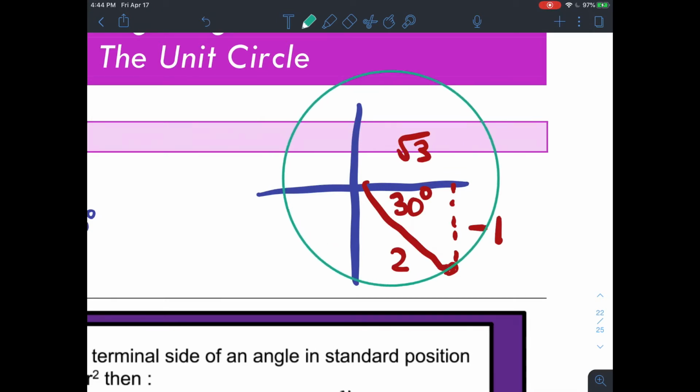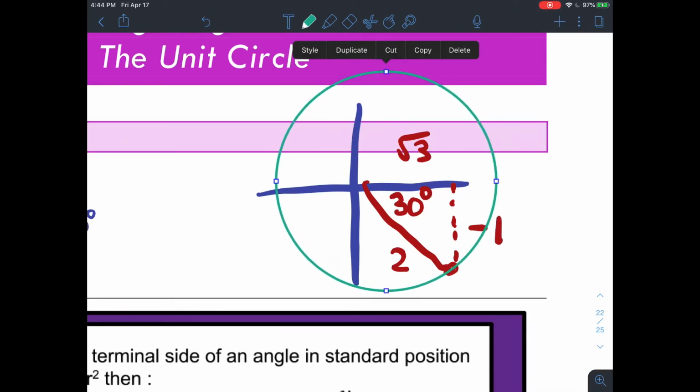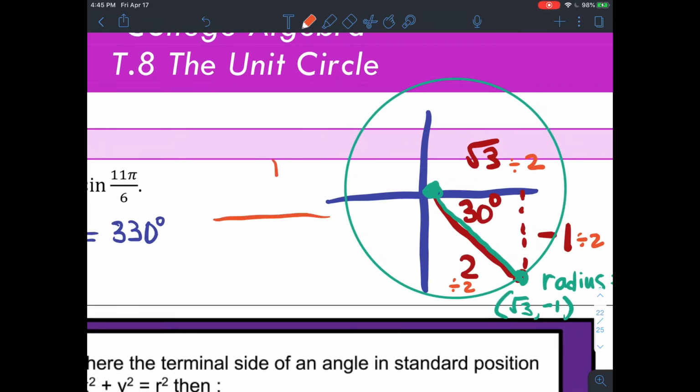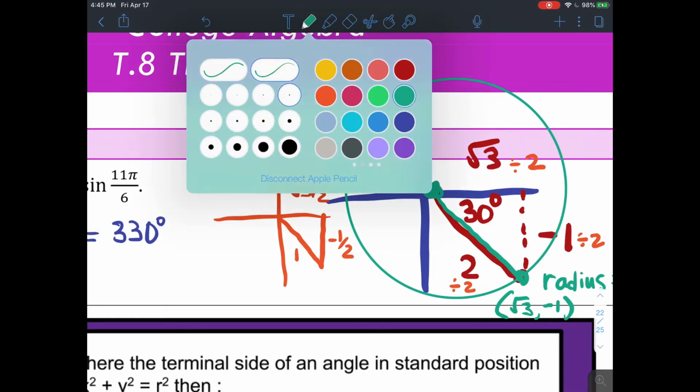If I go back to my warm-up, I could draw a circle that contains this 30, 60, 90 special triangle. Because its hypotenuse is 2, the radius of my circle to fit it in there would have to be 2. If I labeled the point on my terminal side, that'd be (square root 3, negative 1). So basically, the unit circle scales those down so that they fit inside a circle with a radius of 1. To make this fit, I'd have to divide the hypotenuse and every other side by 2. That would give me side lengths of 1, negative 1/2, and square root 3 over 2.